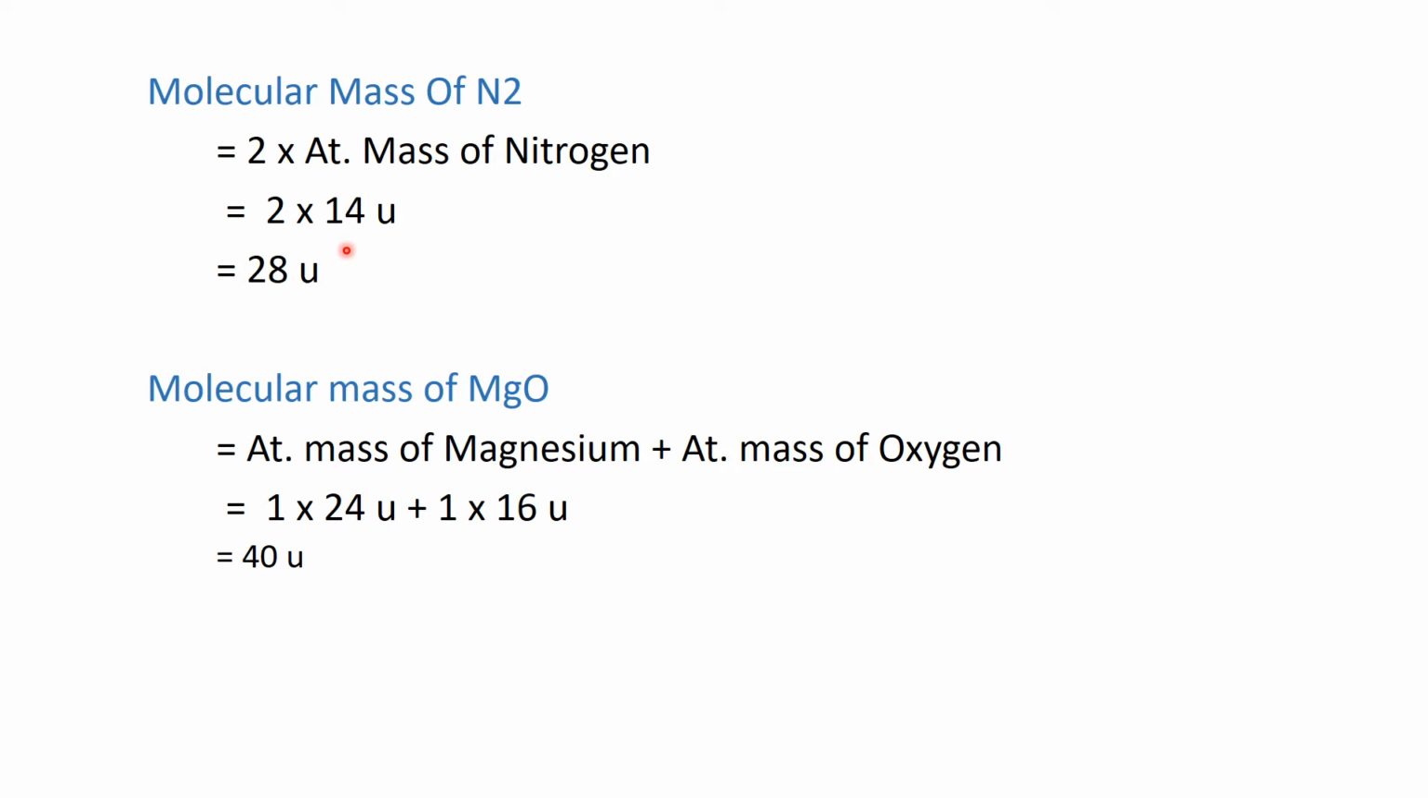I hope you are understanding it. Again I am telling you, see how many atoms are there in a molecule. You will just add the mass of all the atoms. Here only a single element is there, that is nitrogen. So you need the atomic mass of nitrogen, that is 14 u. And because 2 atoms of nitrogen are there, you will multiply it by 2. And then it becomes 28 u.